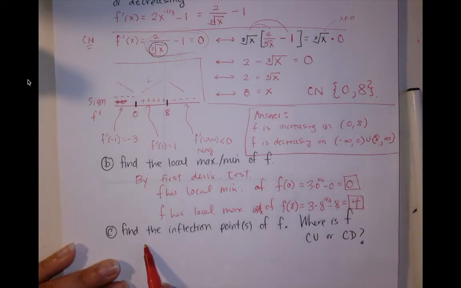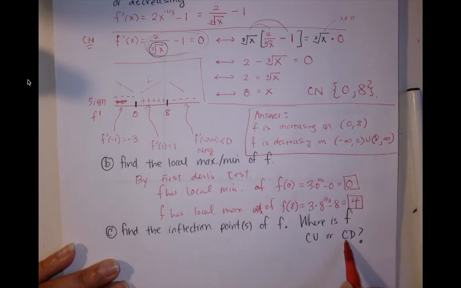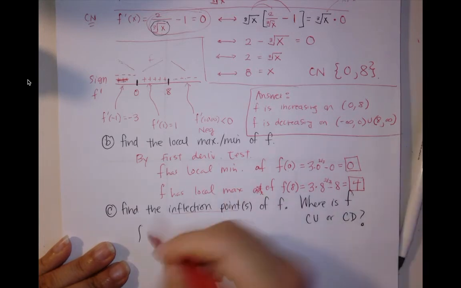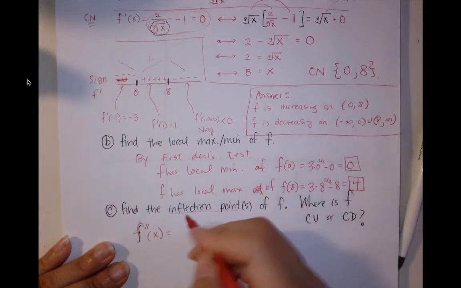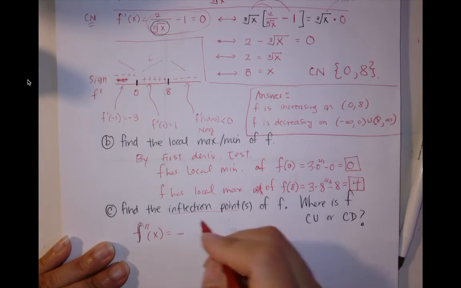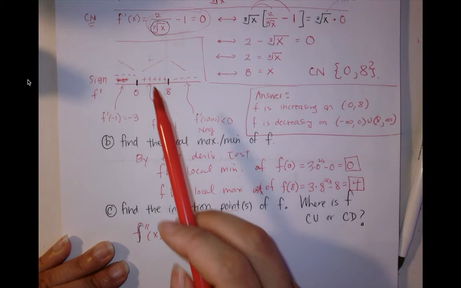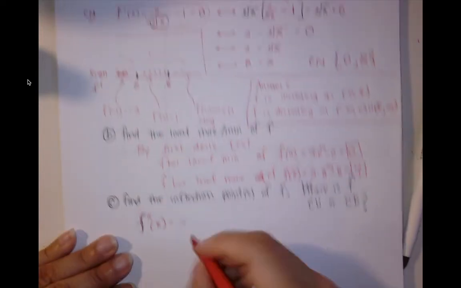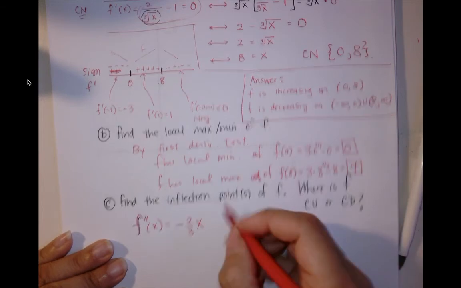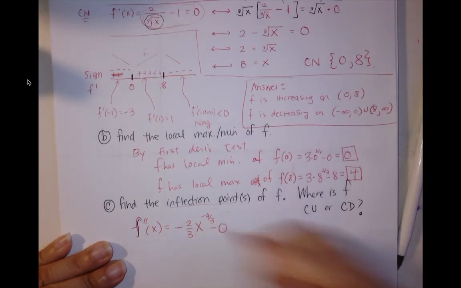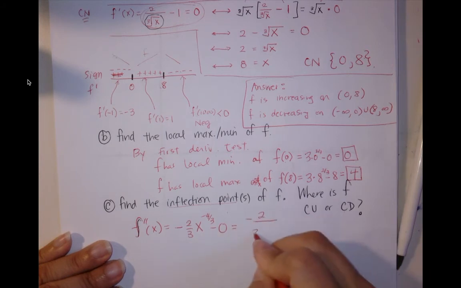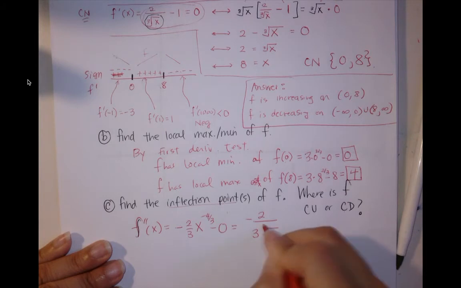Next, I'm asked to find the inflection points and questions about concavity. So immediately I know I have to take the second derivative. So let's see, f double prime of x is negative. If I look at the derivative up here, I'm going to have negative 2/3 x to the negative 4/3 minus 0. This is just negative 2 over 3 times the cube root of x to the 4th.